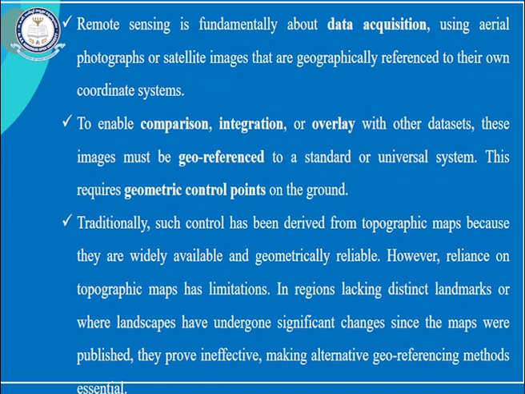Now, remote sensing, as we have seen, is fundamentally for data acquisition using photographs or satellite images that are geographically referenced to a coordinate system. To enable comparison, integration and overlay with other datasets, images must be georeferenced to a standard or universal system, which requires geometric control points on the ground. The geometric control points on the ground are nothing but the GCPs. So, georeferencing is a must for satellite imagery or aerial photographs.